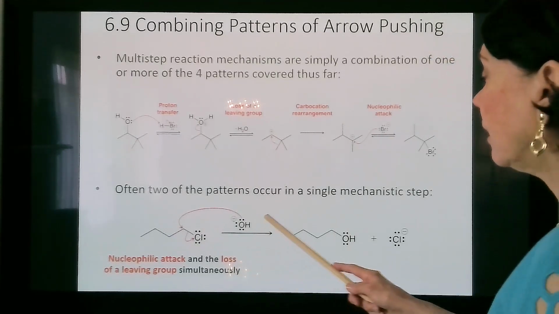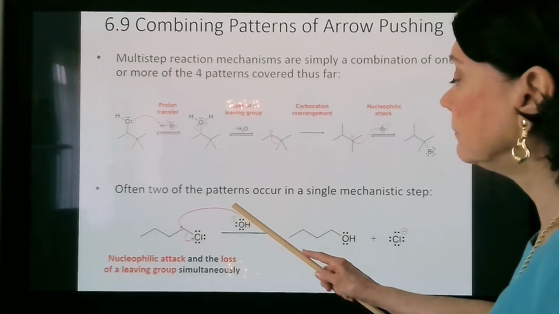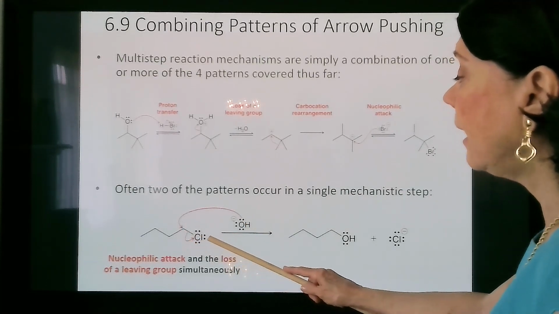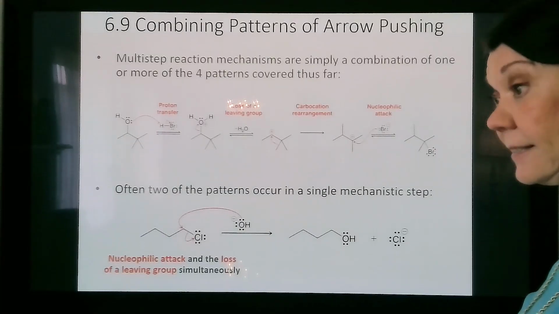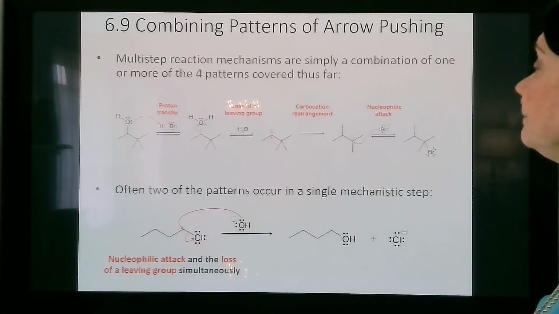Two of the patterns can occur in a single mechanistic step. Okay, nucleophilic attack and loss of a leaving group. These are the two most common steps of the NLAR.